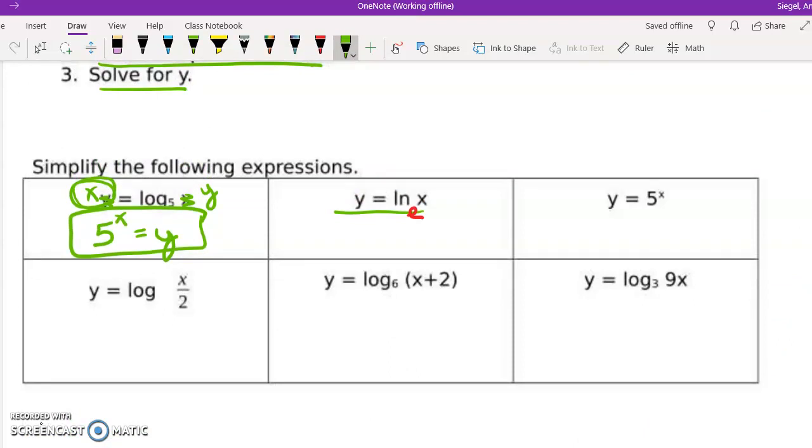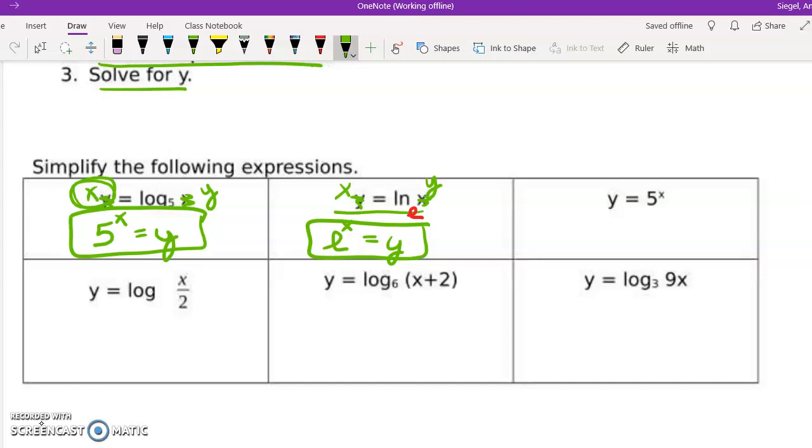Okay, so the first thing I want to do is change this to x and this to y, and then we're going to put it into exponential form. So let's walk through this slowly. e is our base, e to what power? x equals y. And I'm done.